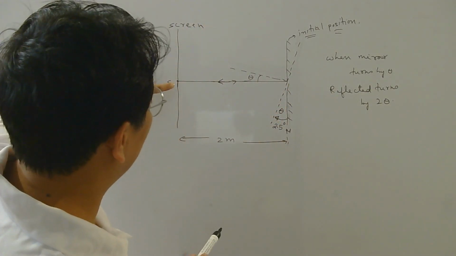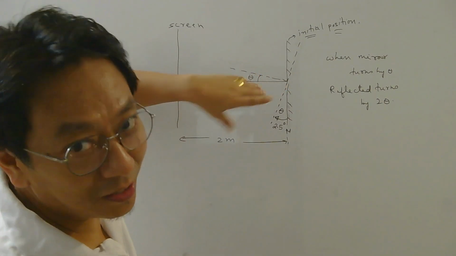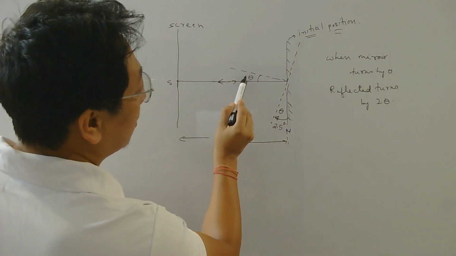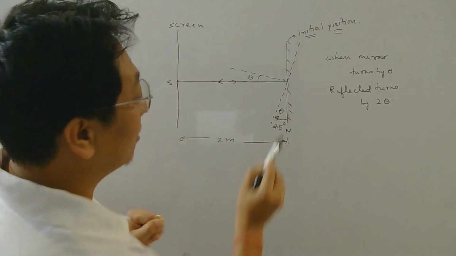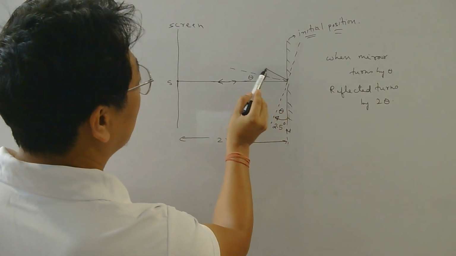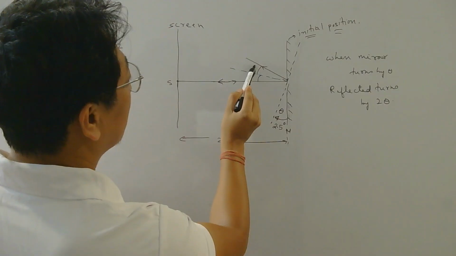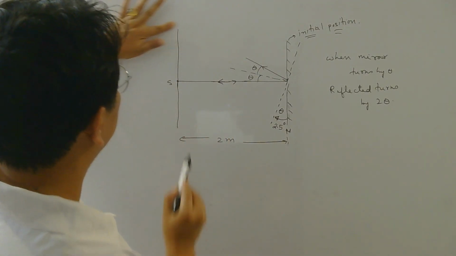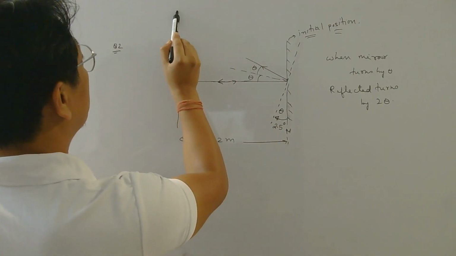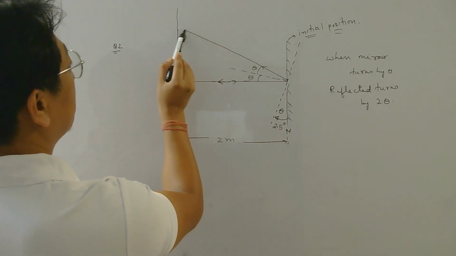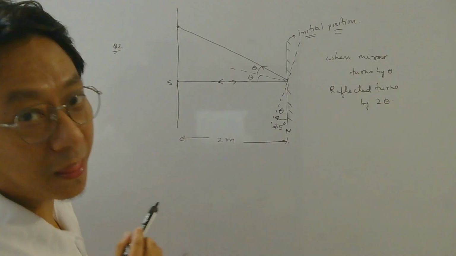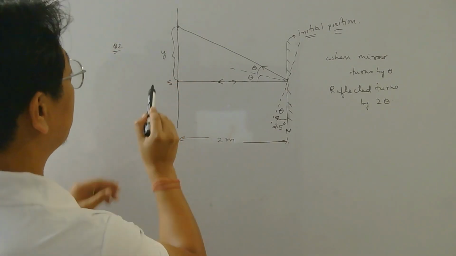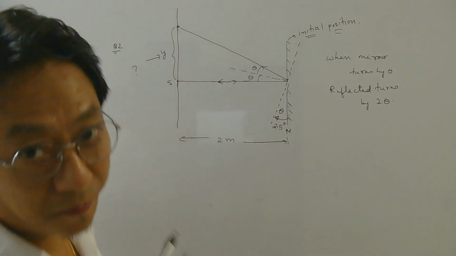So now light is still coming in the same way, right? The incident ray is still the same. So now the incident ray is making what angle with the normal? Theta. So the reflected ray should also make the same angle theta. And therefore the spot on the screen will be formed somewhere here, isn't it? So they are asking what is the displacement of the spot. So this y we have to calculate.